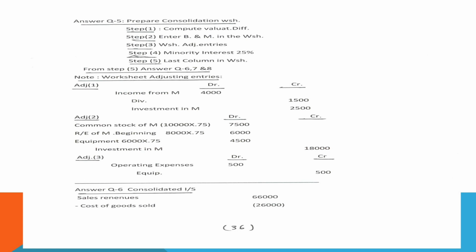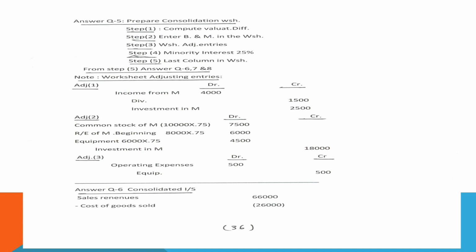Remember again, we always have 3 adjustments in an equity method. Third one, operating expenses for depreciation here. Remember depreciation, the 500? We need to do this here: debit operating expenses 500 and credit equipment 500. Okay, we are almost finished, but not yet.